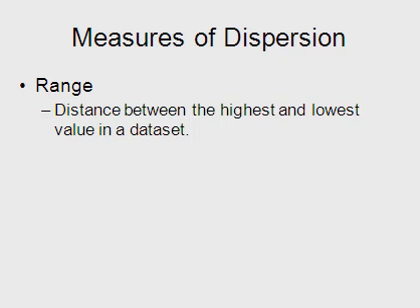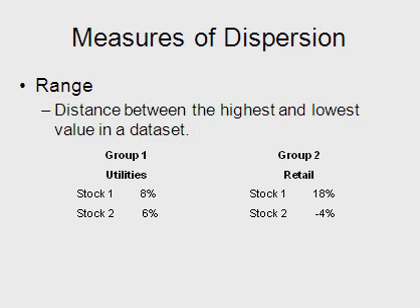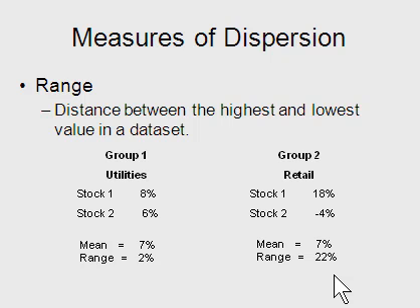The easiest measure of dispersion is the range. That's simply the distance between the highest and lowest value in a data set. For example, in group 1, utilities, the difference between the highest and lowest is 2%. So we could say group 1 had a mean of 7% and a range of 2%. Group 2 had a range of 22%. So by looking at those ranges, we could tell there's a big difference between these two groups of stocks as far as the variability in their performance. Variability is very important in risk because of rates of return. There's more risk in group 2 stocks than in group 1 because there's much more variability.